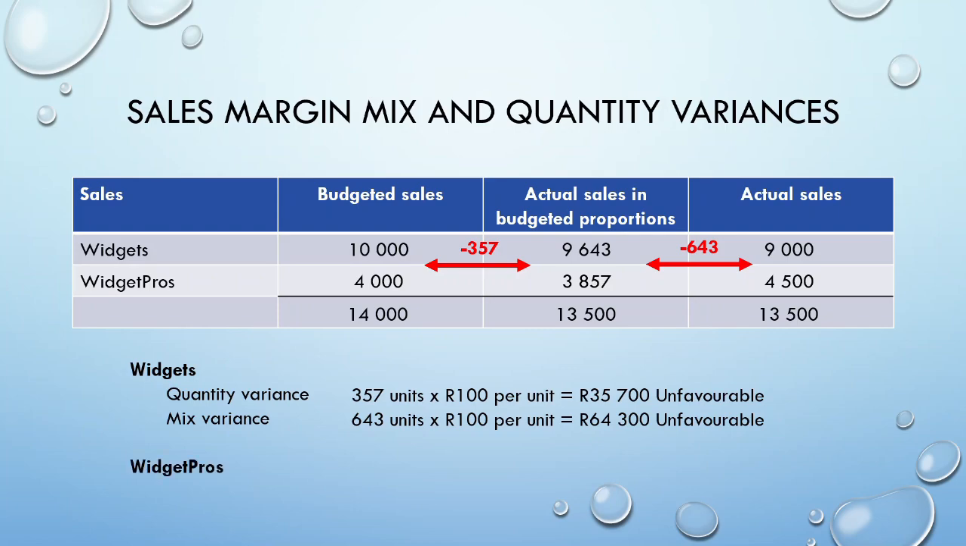Great, so for the quantity variance we get 20,020 Rand unfavorable, and for the mix variance we get 90,020 Rand favorable. Now something interesting to notice is that the quantity variances will always work in the same direction. They will either all be favorable or all be unfavorable. However, for the mix variances, at least one will always be in the opposite direction to the others. So you will notice here, widgets is unfavorable, but the widget pros is in the opposite direction and is favorable.